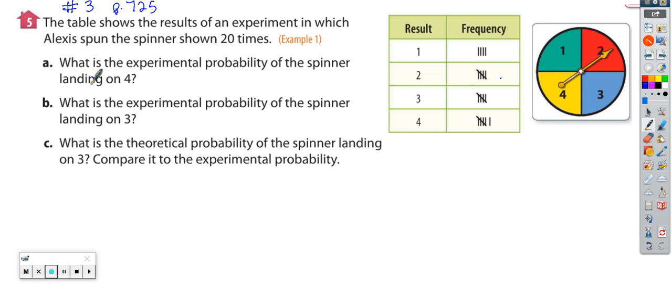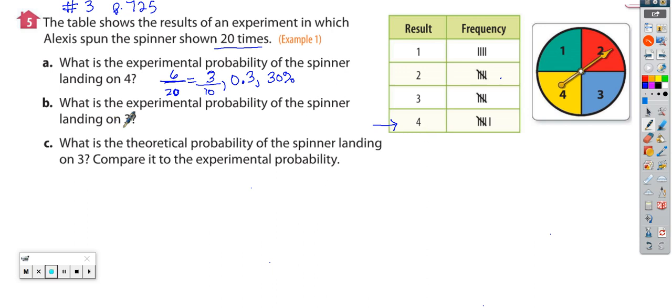It says, what's the experimental probability of the spinner landing on 4? Okay, well, this shows on the table that 6 times out of the 20 total times that she spun, she landed on a 4. If I divide both of those by 2, that's 3/10. And as a decimal, it looks like this. And as a percent, it is 30%. So experimentally, 30% of the time she landed on a 4.